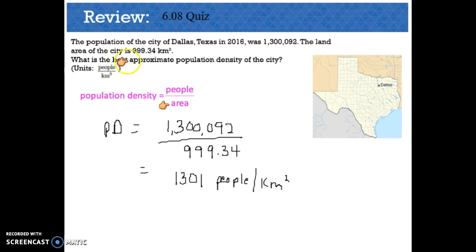So this one says the population of Dallas, Texas in 2016 was 1,300,092. The land area is 999.34. What's the best approximation of the population density? So you're simply going to plug it into the formula and divide. So we're going to put our 1.3 million here, divided by 999. And when you divide that, if you round it to a whole person, you get 1,301 people per square kilometer.